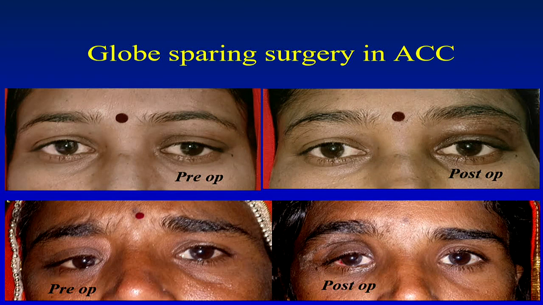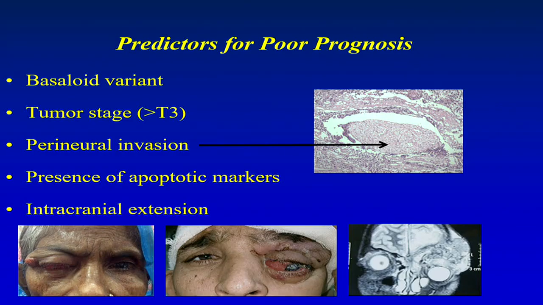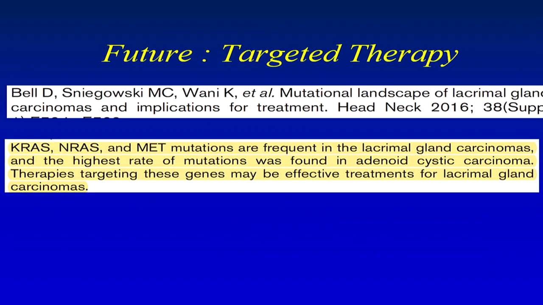You should always look for any bony erosion intraoperatively, and the pathological feature that predicts poor prognosis is perineural invasion. There are basaloid variants which are also associated with poor prognosis. The future is targeted therapy, and there are some apoptotic markers which have been identified, and therapies targeting these genes may be an effective treatment for lacrimal gland carcinomas.